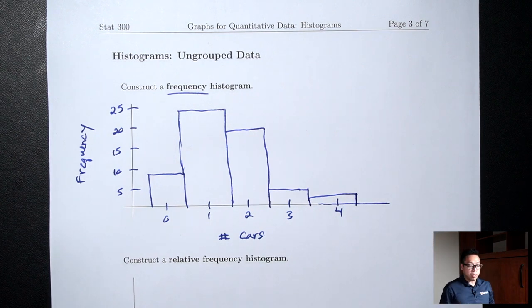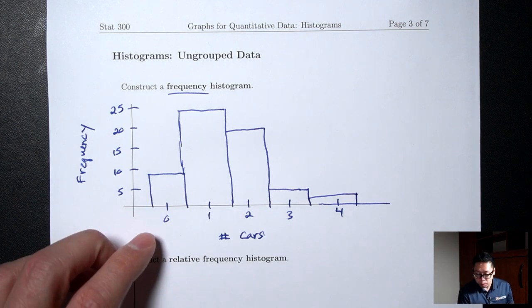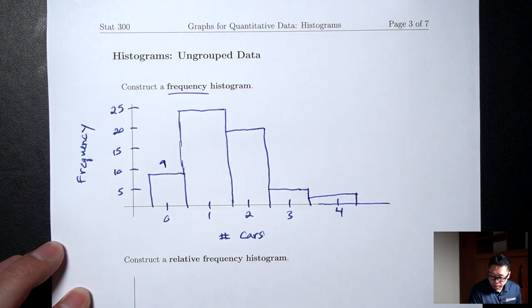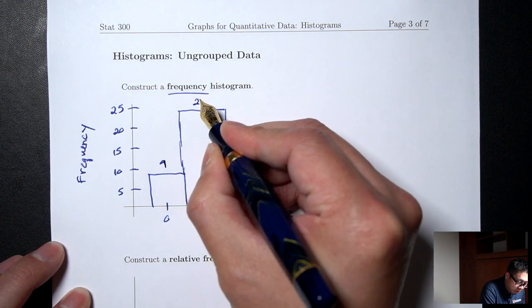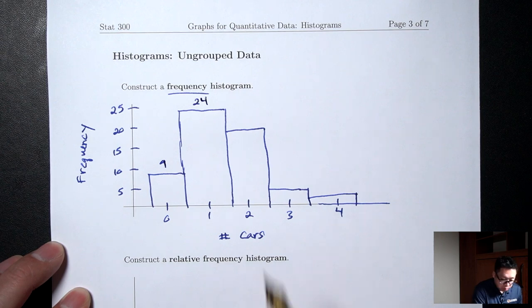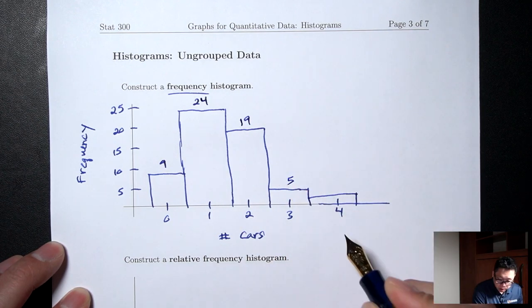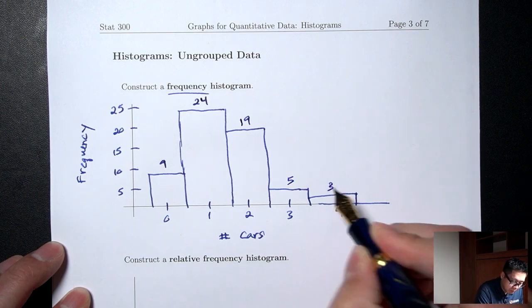And to help my reader, because sometimes the height is hard to read, I'm going to put the frequencies on each bar. So the 0 was 9, the 1 was a 24, the 2 was a 19, the 3 was a 5, and then the 4 was a 3.